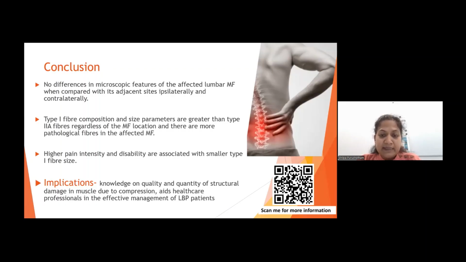So what does this research directly imply for clinical sciences? We can say that having sound knowledge of the quality and quantity of the structural damage in the muscle due to nerve compression will aid healthcare professionals, both doctors and physiotherapists, in effective management of low back pain patients. It also guides the prognosis.